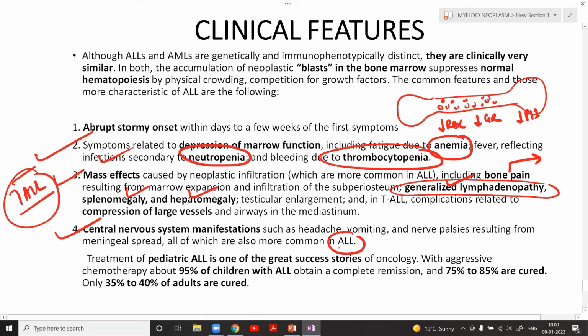Now, one very important thing is that pediatric ALL is the greatest success story in oncology, because with aggressive chemotherapy, about 95% of children with ALL will go into complete remission and 75 to 85% will be completely cured. Okay. Whereas if ALL occurs in adults, only 35 to 40% of adults are cured. So the prognosis is more guarded in case of adults.